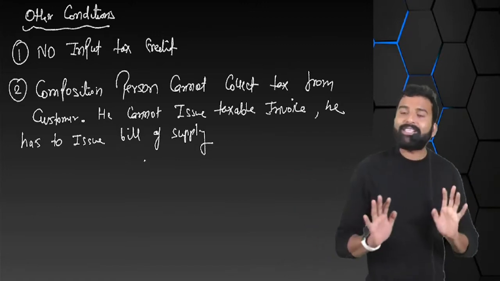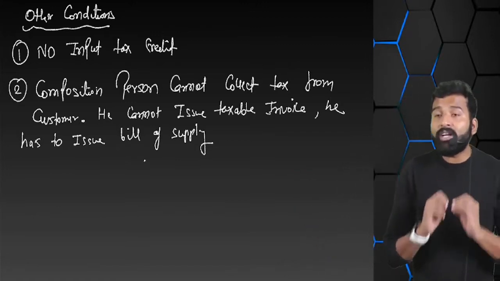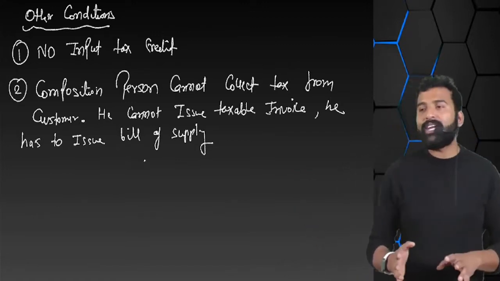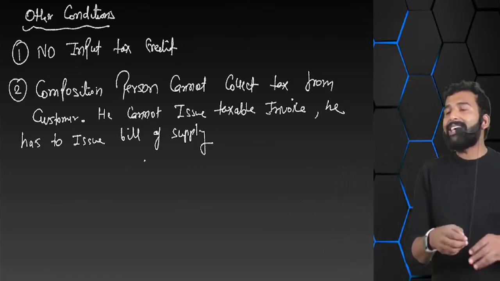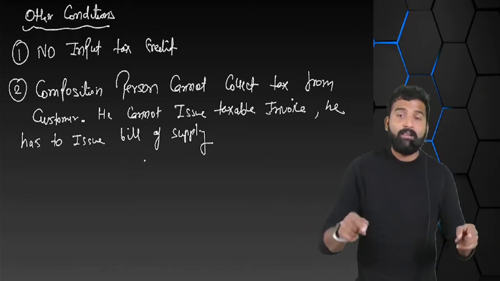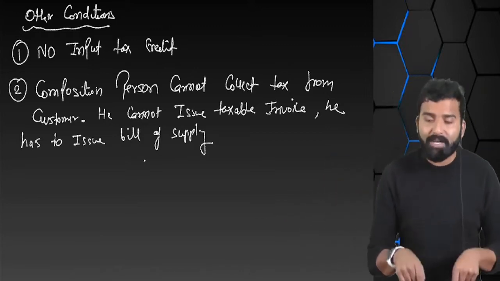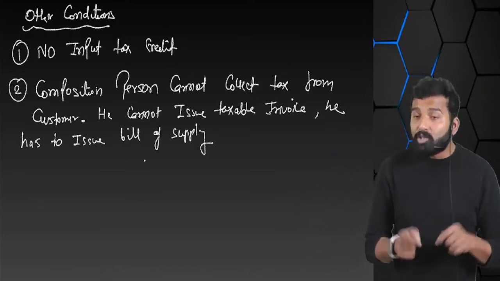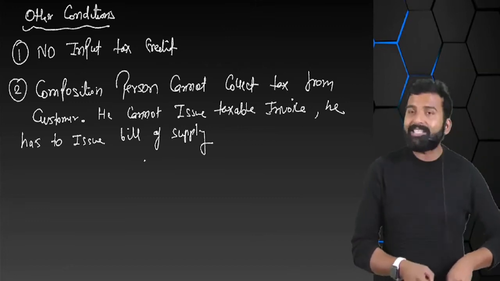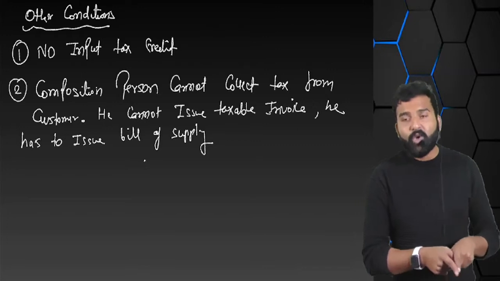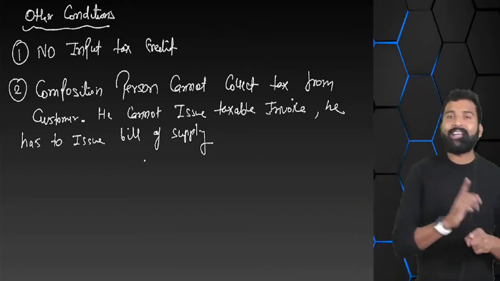If your turnover is less than 1.5 crore, we don't care whether you have sold outside the state, sold through an e-commerce operator, or were a casual taxable person in the last year. We don't care. Just after being a composition person, you cannot cheat on us. After being a composition person, you cannot be in those 6 points. You cannot do any business which was covered in those 6 points.